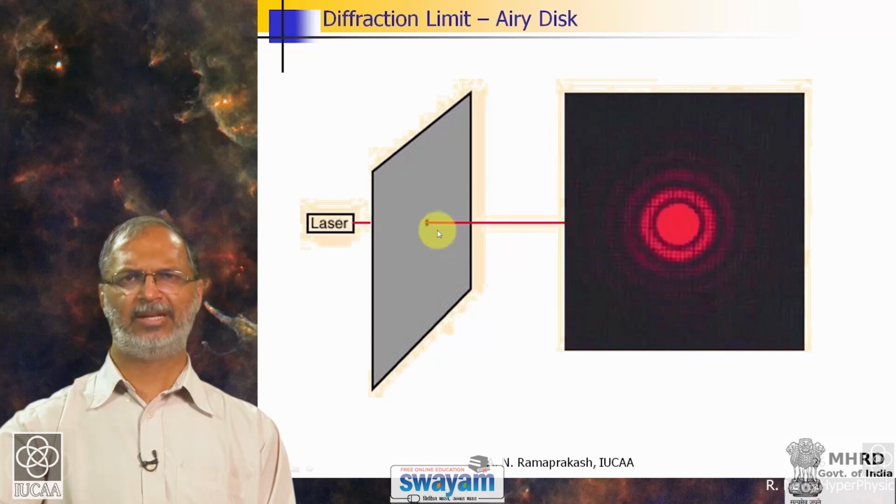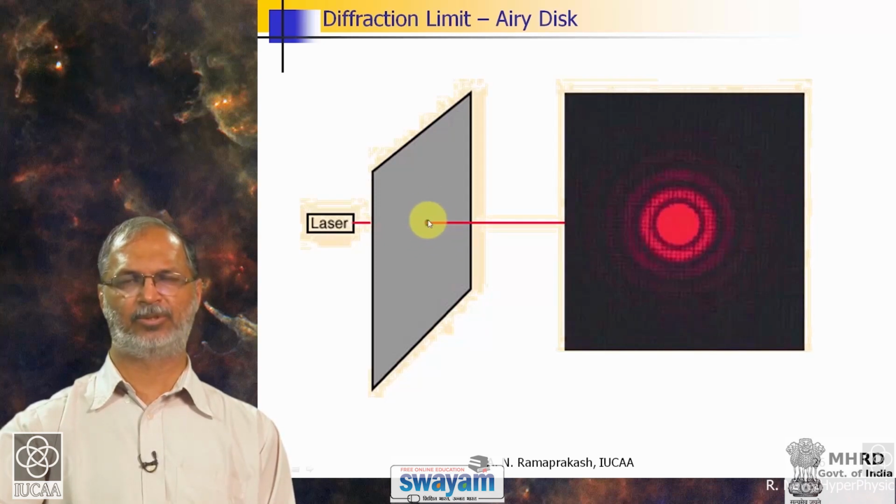To understand that, we need to understand what happens when light passes through an aperture, let us say a circular aperture. You can think of a telescope as a circular aperture on which a beam of light is incident. So, if we imagine a circular aperture illuminated by a beam of light from the back side, the light bends as it passes through this aperture.